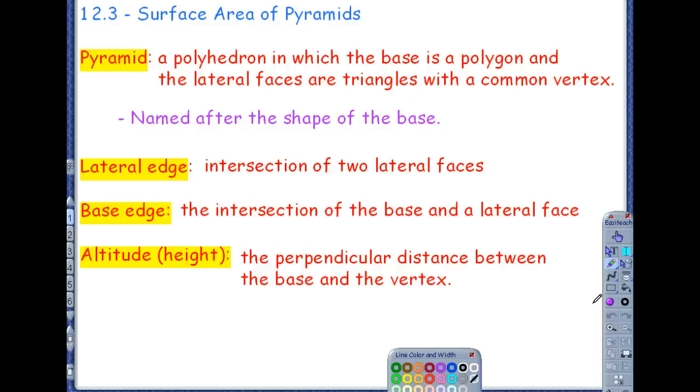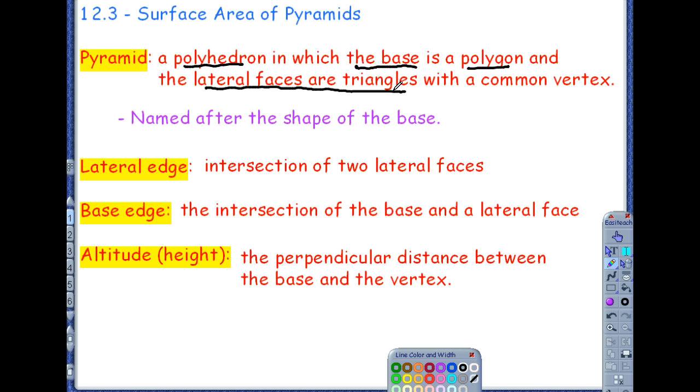So, what is another type of polyhedron that we've spent some time on already? Well, we've talked about prisms. So, are prisms and pyramids the same? No, because if you read the definition, it says in which the base, so notice it just has one base this time. With a pyramid, it has one base, and it is a polygon, so that's why it's a polyhedron. And all its lateral faces are triangles.